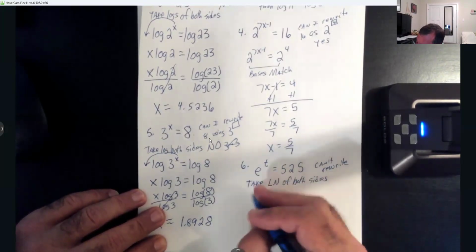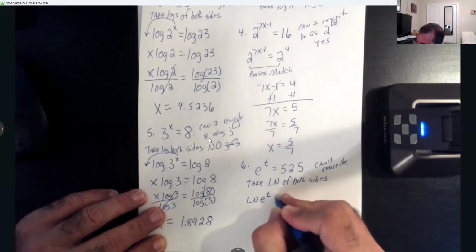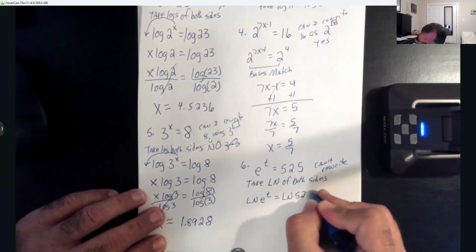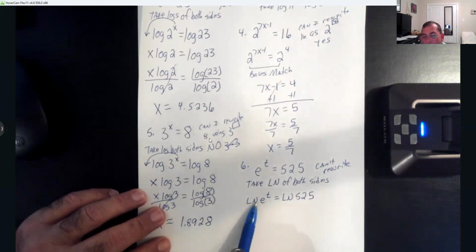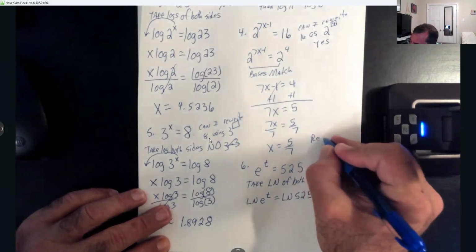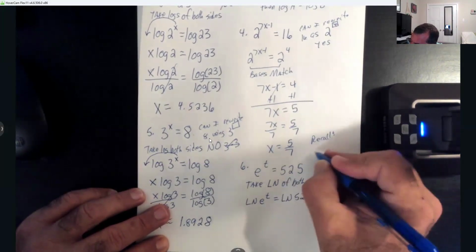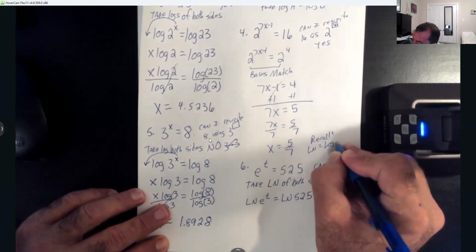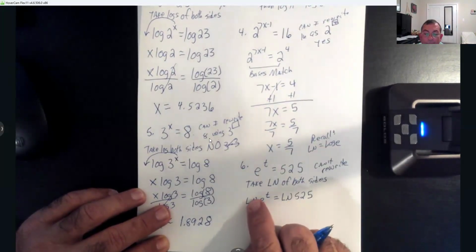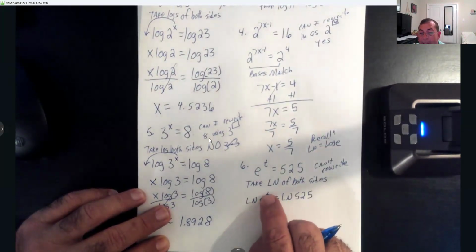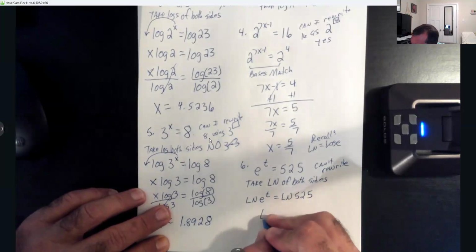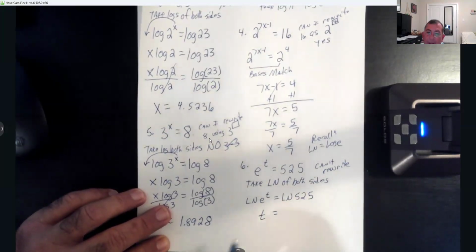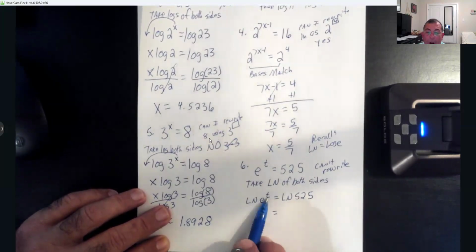So watch this. ln of e to the t equals the ln of 525. Well, y'all ought to recall something. This ln is really a log base e in disguise. So I've got a log base e of e to the t. Anytime you take the ln of e to an exponent, it equals the exponent. Okay, this ln of e to the t will always equal that exponent.